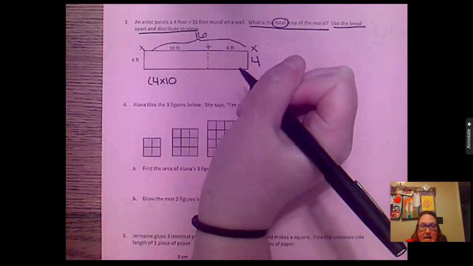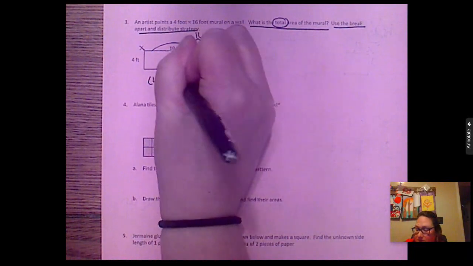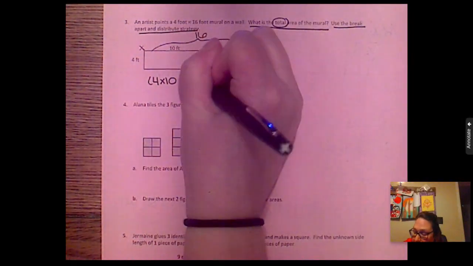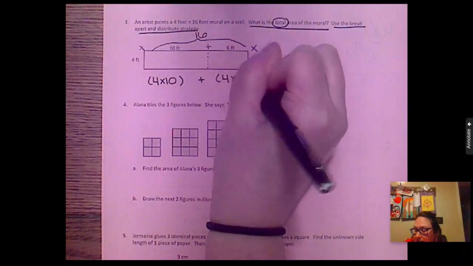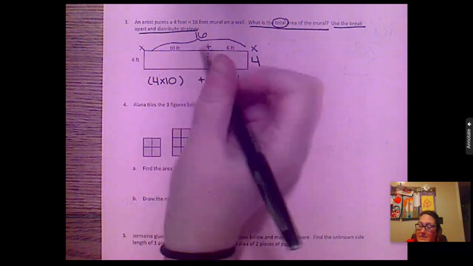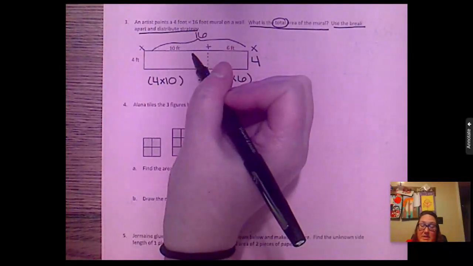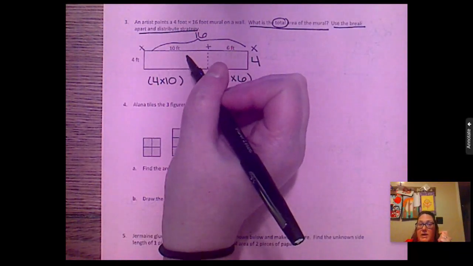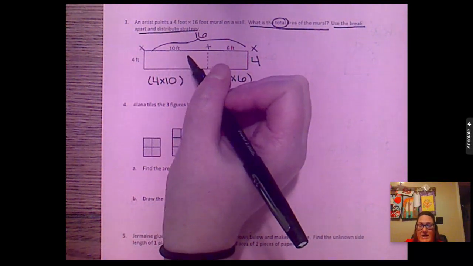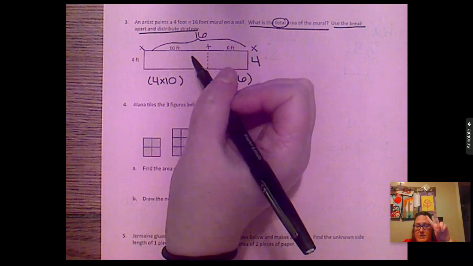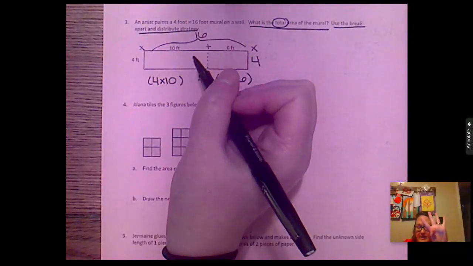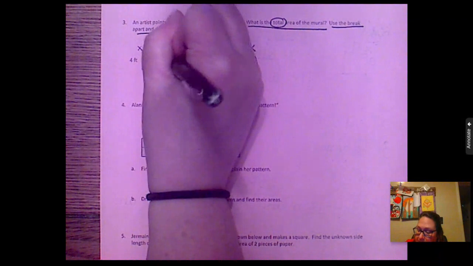What is 4 times 10 equal? We'll figure that out in a minute. So for this side, we have 4 times 10 plus, and this side is 4 times 6. Okay? 4 times 10, we can count by 10 4 times, right? And maybe you already know it like that, which is great. But if not, let's count by 10s 4 times, just to practice. Ready? 10, 20, 30, 40. Good, so this part here is 40. Okay, so 4 times 10 is 40.